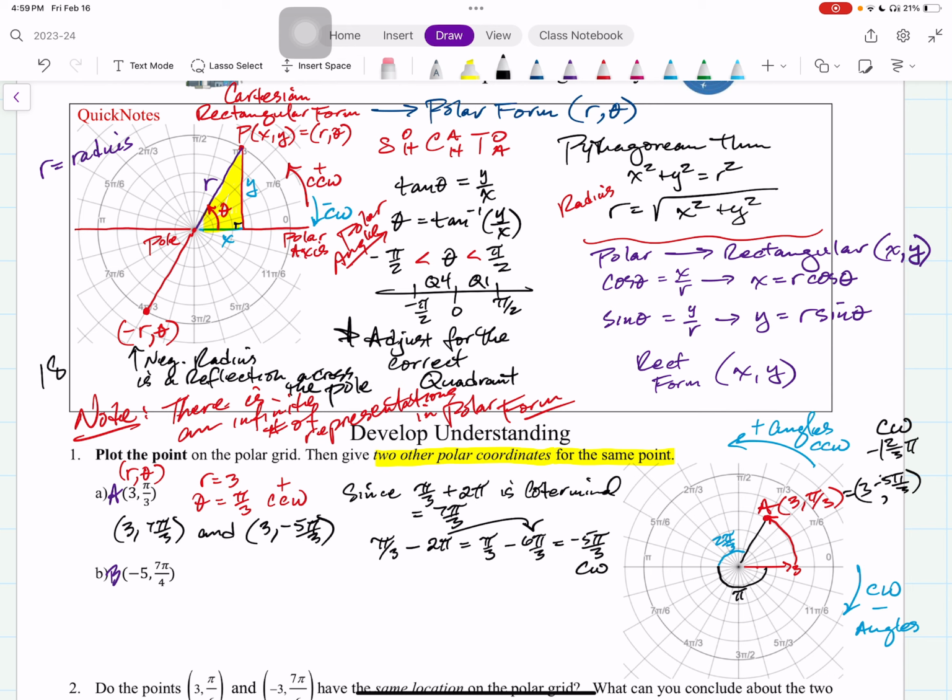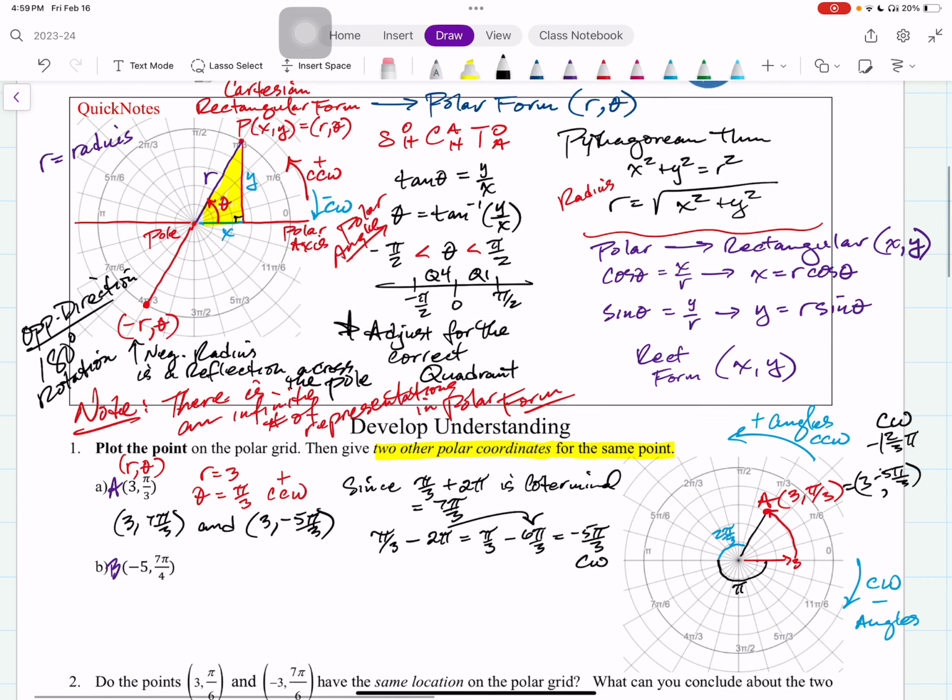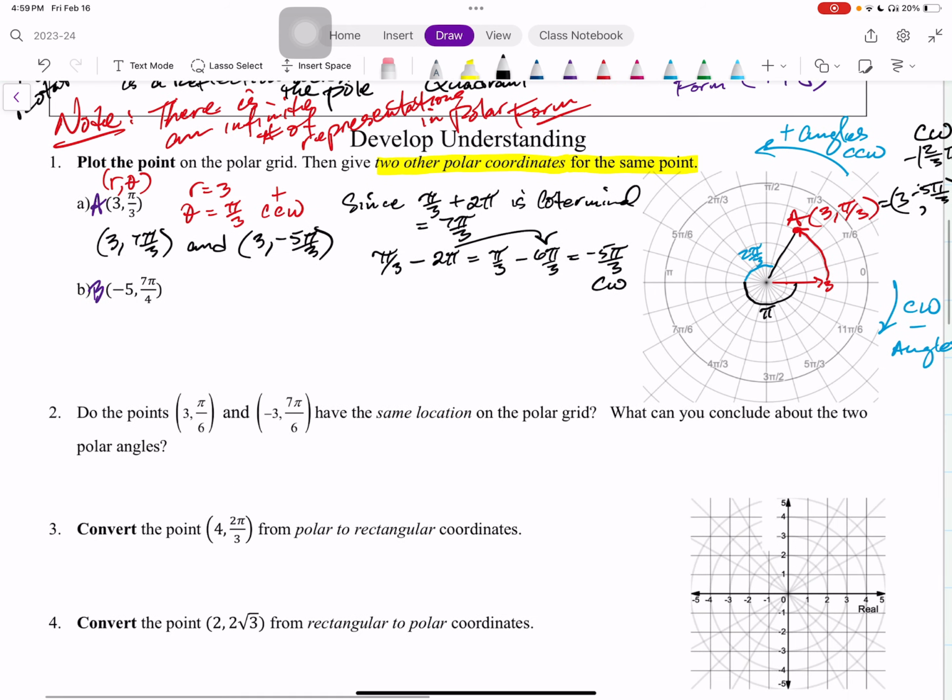Another way to think about that is it's a 180-degree rotation in the opposite direction. So if we wanted to do this, let's go back to number one again here. We could rotate, go in the opposite direction, but at a different angle. So let's say negative 3 comma, let's say 4/3 pi. Okay, so how would we do that?